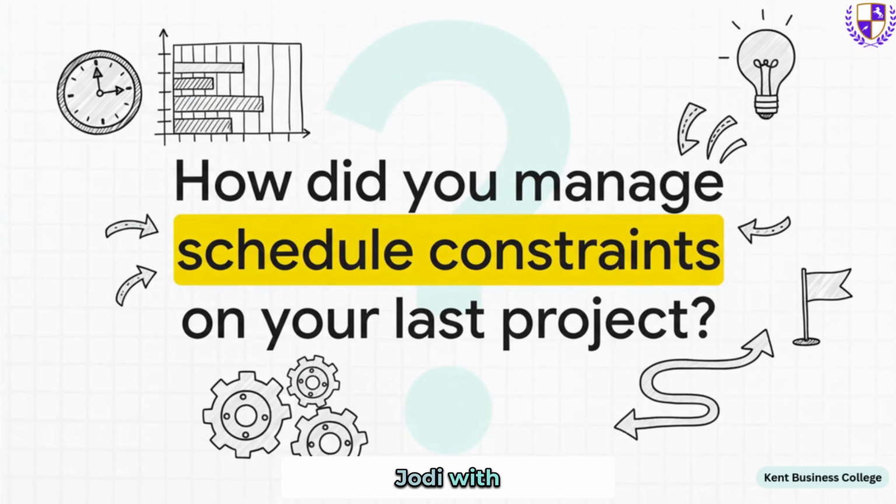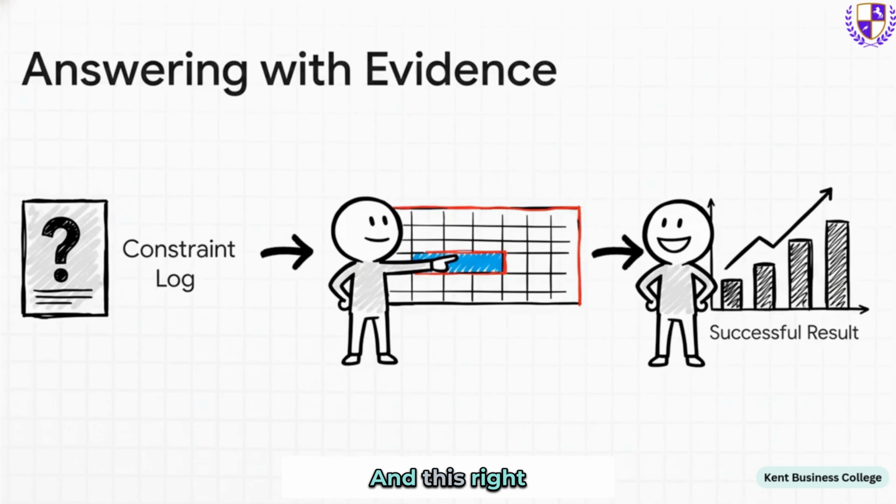Olivia preps Jody with a classic EPA question. And notice, it's not asking for a textbook definition. The assessor wants a story. They want to hear about a time you actually used your K22 knowledge to solve a real problem on the job. And this right here is the secret sauce for how to answer.